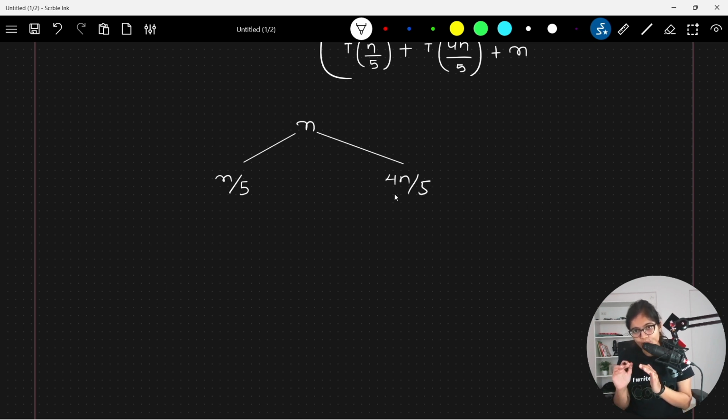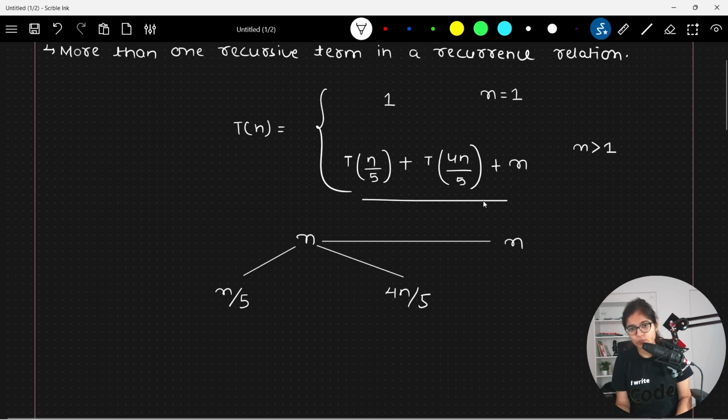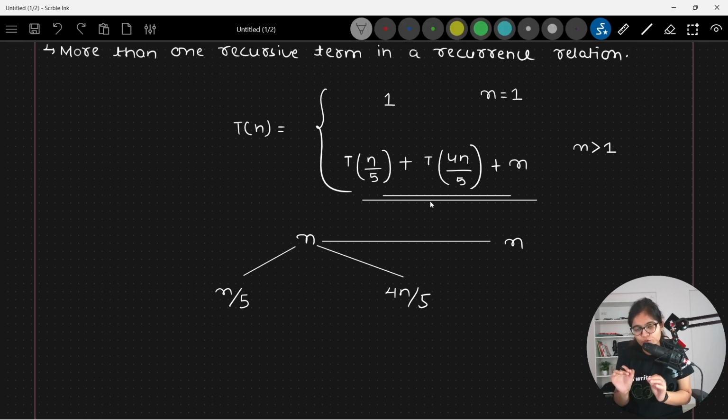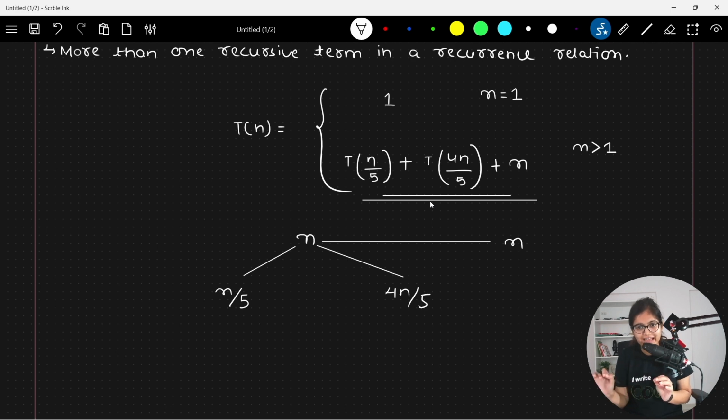And the cost required to split these elements into two halves, n/5 and 4n/5, is what we are saying as n here. Can I say this? This is the actual meaning of this statement, where we are dividing the complete n size elements into two halves. On the left side we have n/5, on the right side we have 4n/5, and the cost required to do this particular split is n.